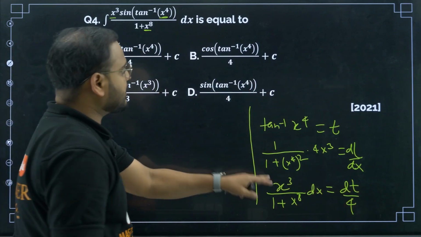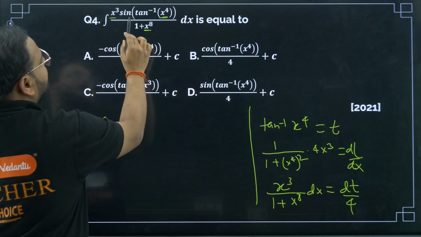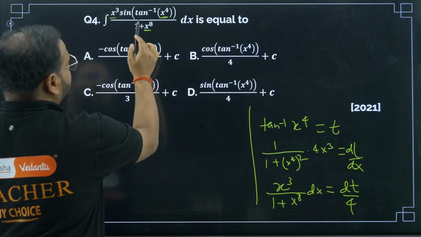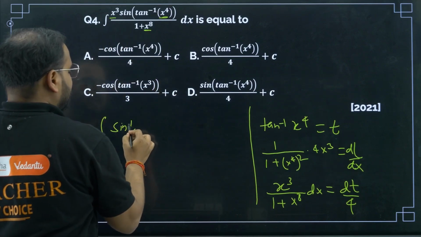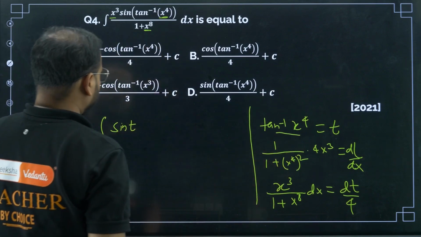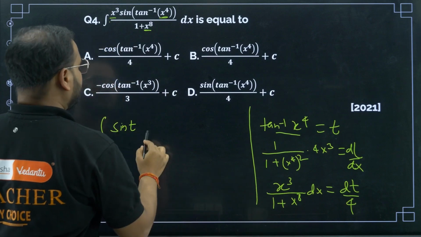Okay, now use the substitution in the given integral. It will become what? x cube is there, this whole thing is there. So sine of, first of all, sine of what? This will become t, sine of t. Please check. Sine, this whole thing I have taken as t. So tan t, and then x cube and 1 upon x power 8 dx will become what?